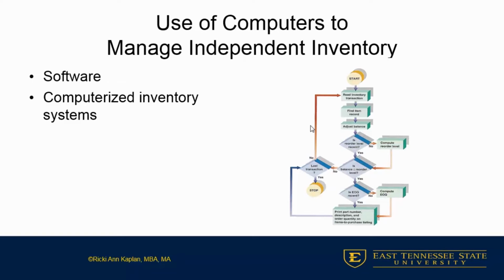We can take a look at computer systems to figure out how much safety stock we should have and when we should place orders. It will give us an actual notification: place an order now. There is software that does this. There are computerized inventory systems that do this.